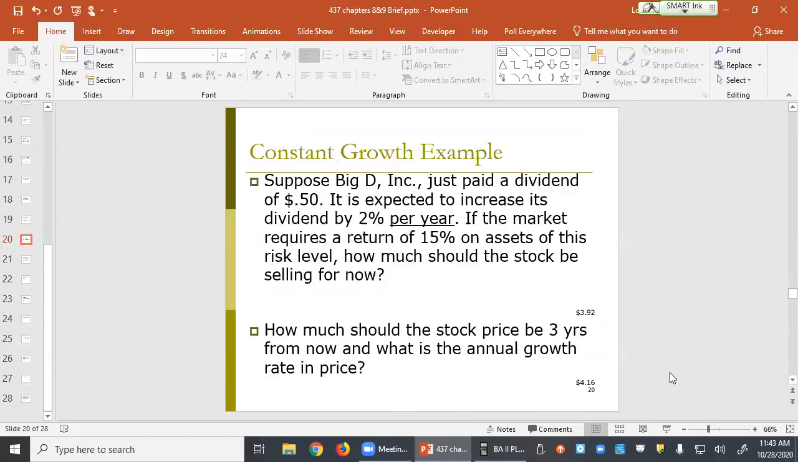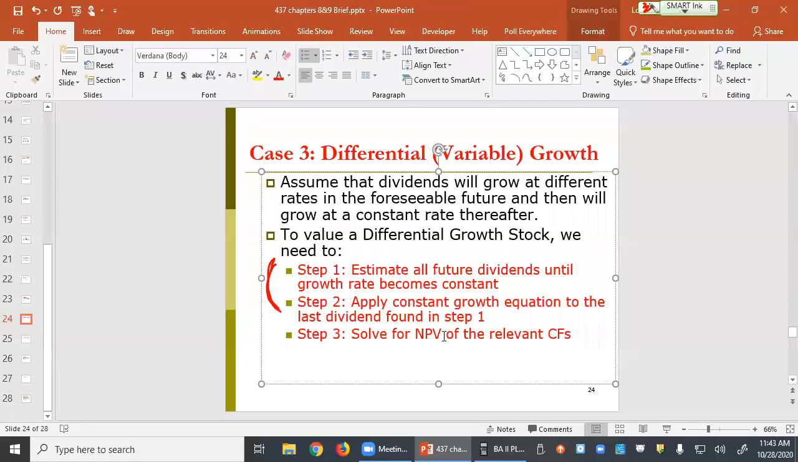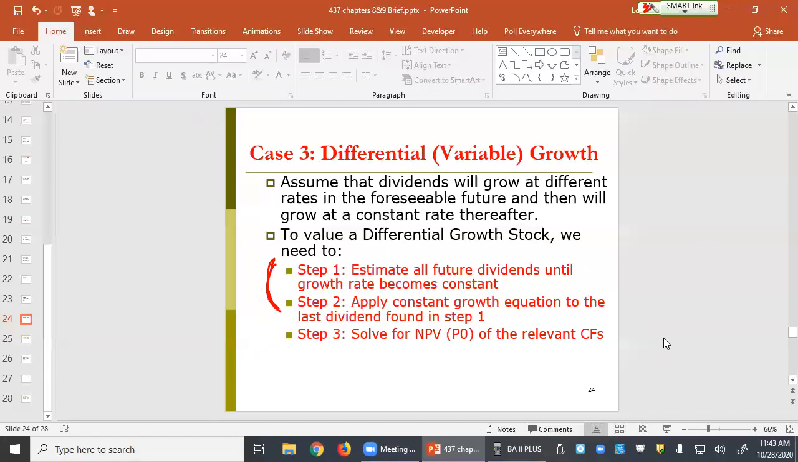And step 3 is we're going to use all of the relevant cash flows that we have calculated from steps 1 and 2 to find that net present value. Well, this net present value is the P0, or the intrinsic value, that we are solving. Okay, so let's look at this actual numerical example.